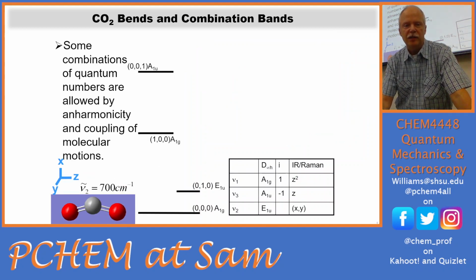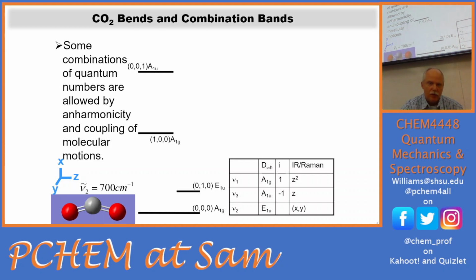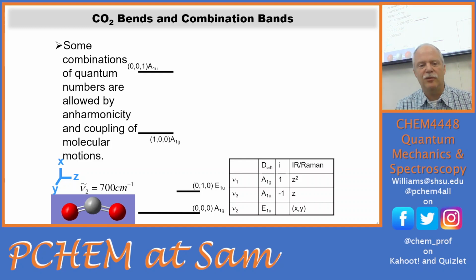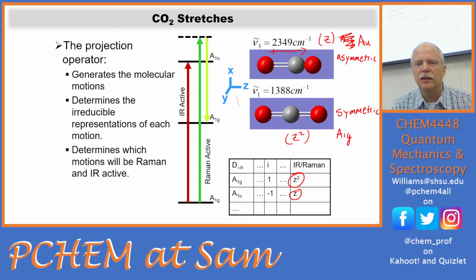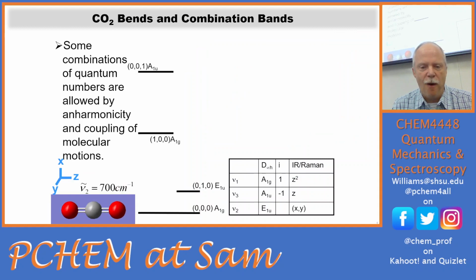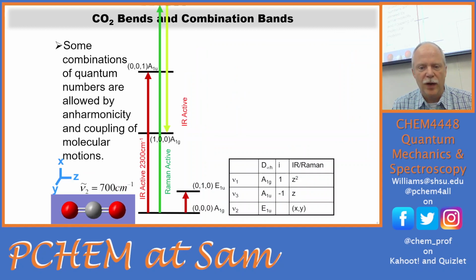So let's think about the combination bands now. This is quite a bit different. So we have shown here the nu 2 vibration, which is roughly 700. It's like 670 wave numbers. So we'll just say 700 wave numbers. And so this is the IR active mode. Let's see, which one is it? IR active is nu 3. Okay. And then nu 1 was the Raman mode. But way down here in energy is the nu 2 mode, 700 wave numbers. And you see all of these start in the ground state of 0, 0, 0. And they're all fundamentals. All three of these are fundamental transitions.